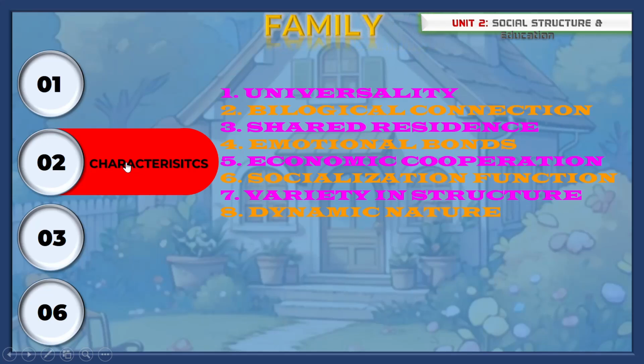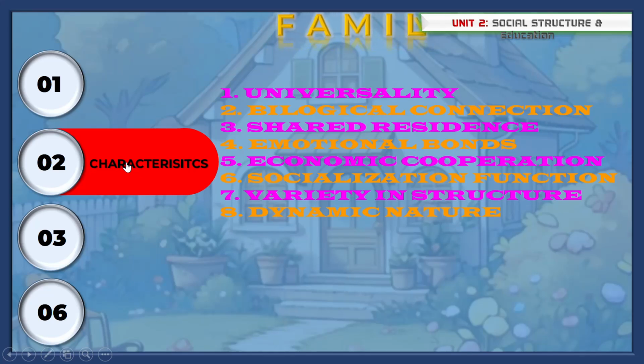Then second one is biological connection. So permanent relations between the members of the family, the parents, children, siblings. Thus, a permanent relation of some kind is established between man and woman in the main characteristics of traditional family. Third one is shared residence. So, based on shared residence, we have patrilocal family, matrilocal family, biolocal family, neolocal family.